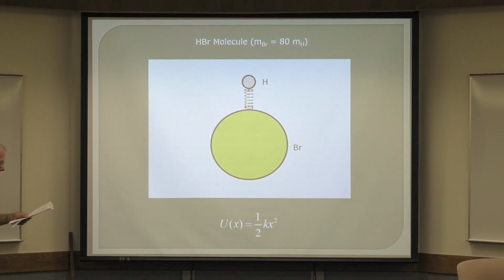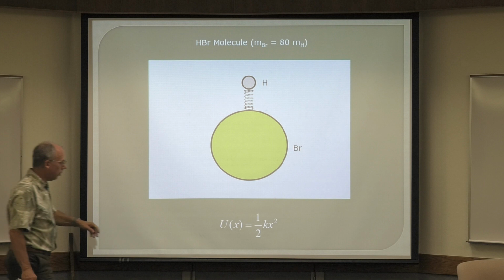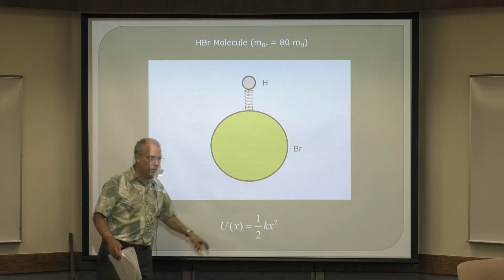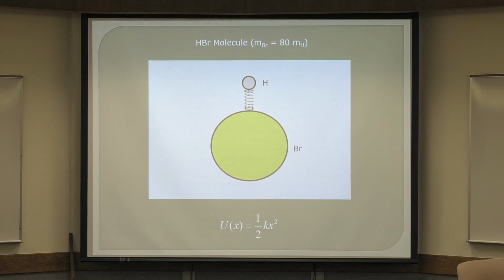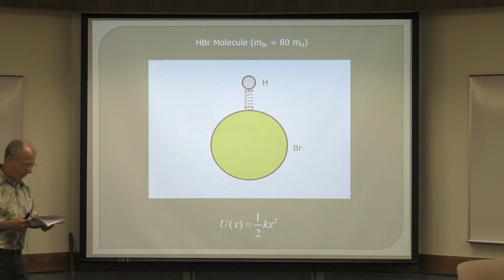And that's one-dimensional. People in Physics 220 have worked with that, simple harmonic motion. So we're going to do it, right? We're going to solve the Schrodinger equation later on with that potential energy function.